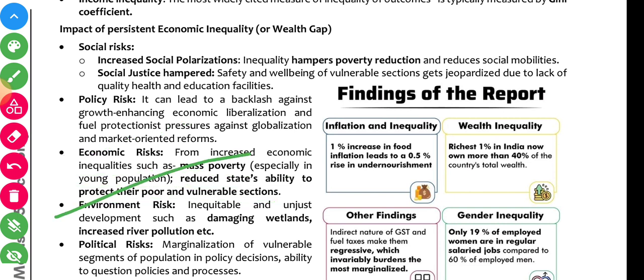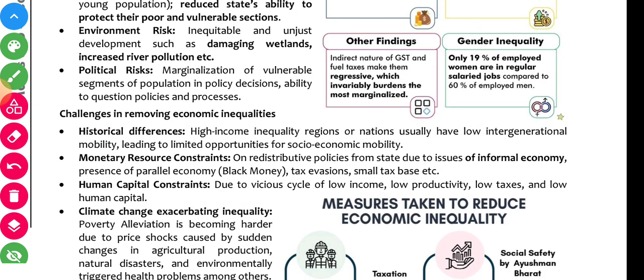Environment risk: inequality and unjust development such as damaging wetlands, increased river pollution, etc. Political risk: marginalization of vulnerable segments of population in policy decisions, ability to question policies and processes.